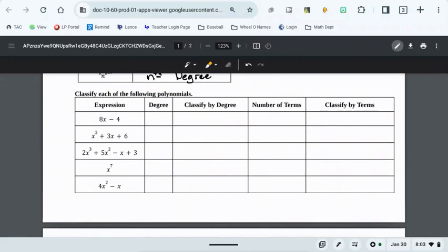So we have our expression 8x minus 4. The degree of this, well, the largest degree in this expression is that 1. And if we classify it by degree, if there's a degree of 1, remember it's a variable with no exponent there, we call it linear. The number of terms in this expression, there are 2 of them, separated by a subtraction sign. And if we classify by terms, there are 2 terms, so this is a binomial.